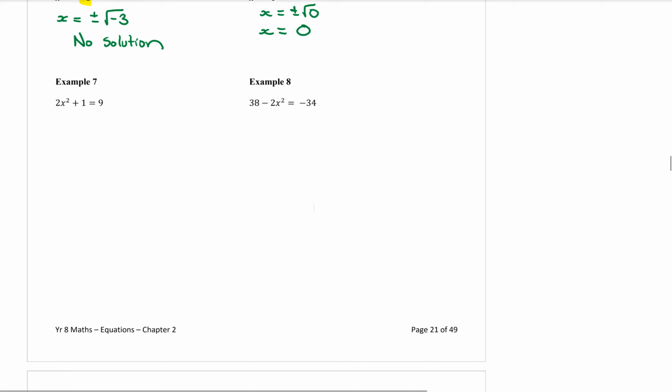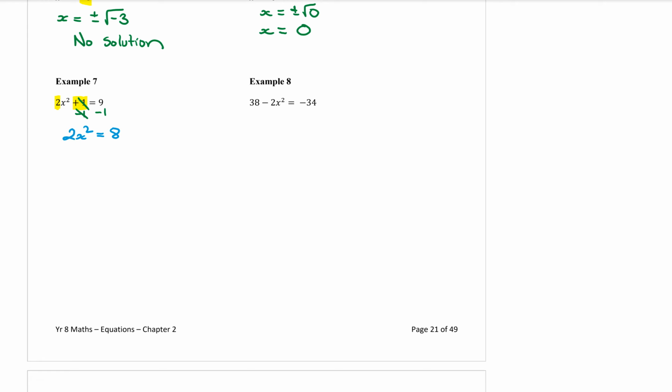Example 7 and 8. We're stepping it up a bit here. We have got some numbers that we need to move away before we can solve the quadratic part of this equation. So what I mean by that is that I've got a 2 in front of my x squared and I've got a plus 1 here. Okay, I need to move them away. So the first one that needs to go is that 1. To move it, I need to subtract 1, doing the opposite. Cross those off. That leaves the 2x squared and 9 take away 1, which is 8.